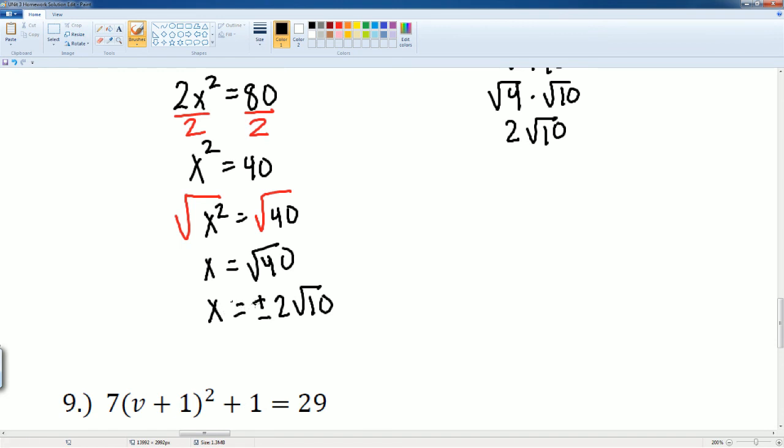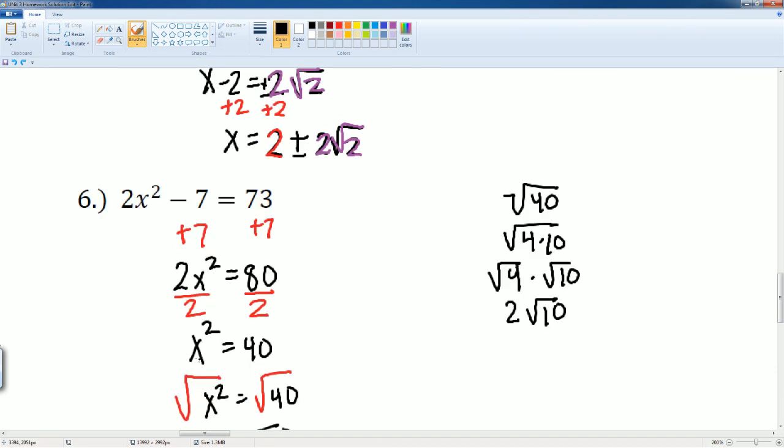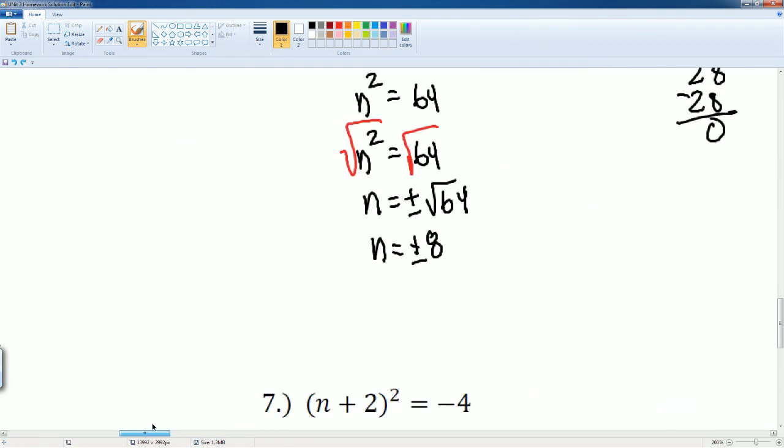x is equal to plus and minus 2 radical 10. You can't break down 10 into any perfect square. Look, this can't be broken down. Okay, 2 and 5, but 2 and 5 can't be broken down. So that's why you leave it as 2 radical 10. All right, that is number 6.